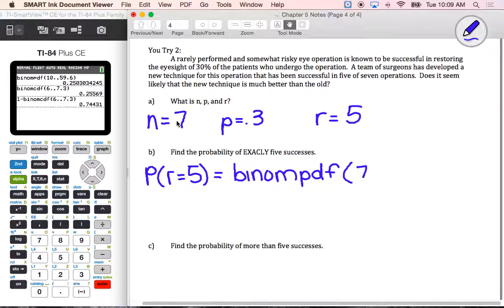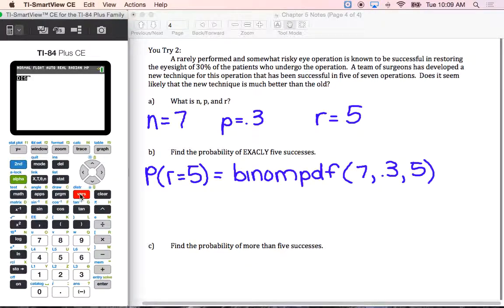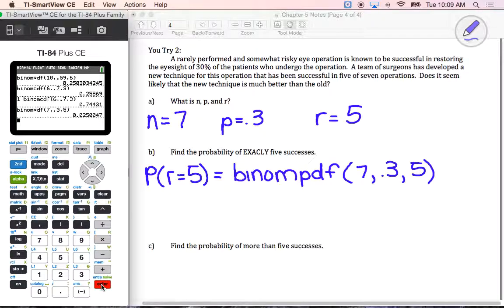And we've got 7, 0.3, and 5. So again, I go second vars. We want the PDF. So I have 7, 0.3, and 5. So it looks like we should have 0.025 for our probability.